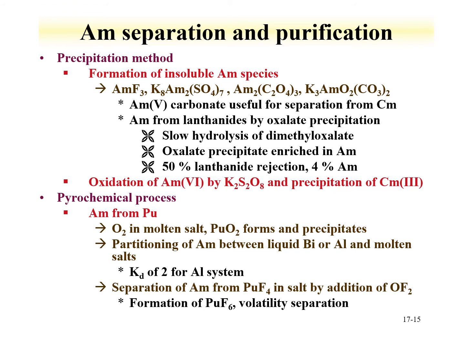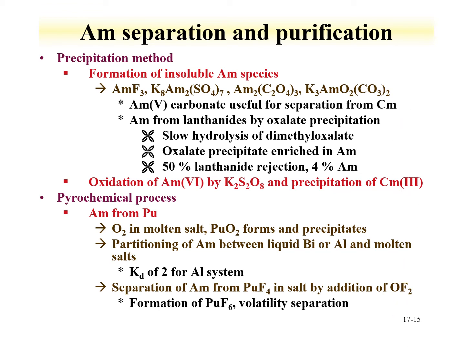Other aqueous separation processes for americium include precipitation. This is driven by the formation of insoluble americium species, everywhere from trivalent to the pentavalent americium, here shown as the carbonate. Particularly this species, where americium can be oxidized to the +5, where curium cannot be oxidized, is a route for separating americium from curium.